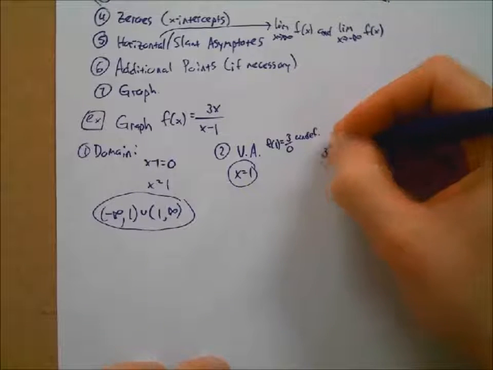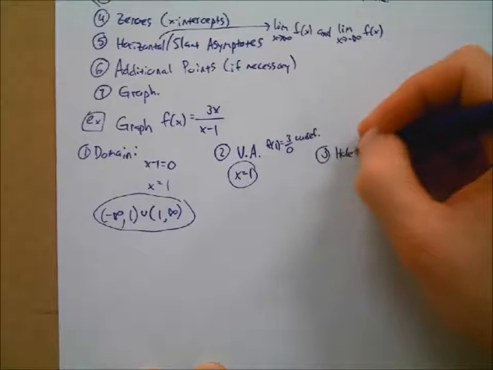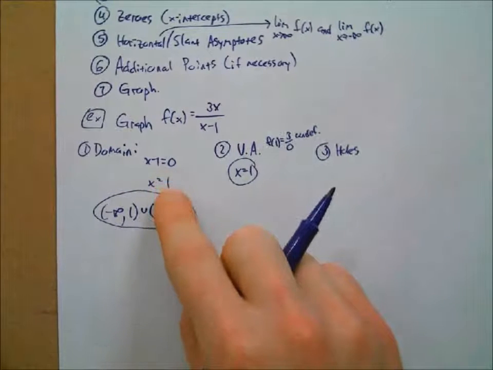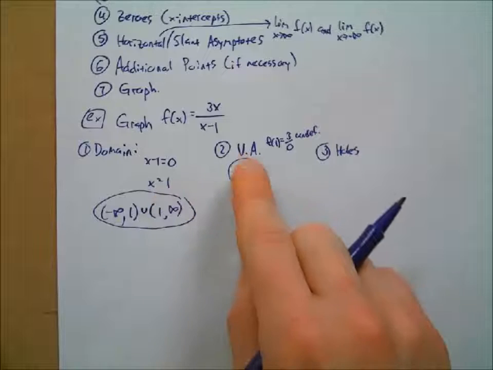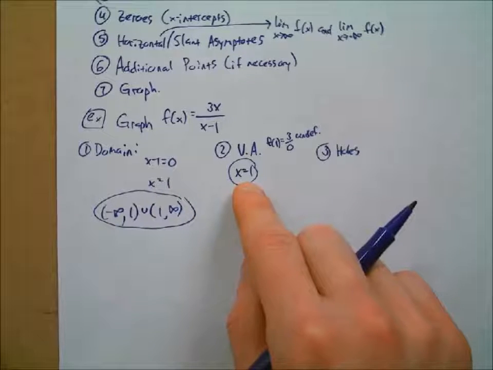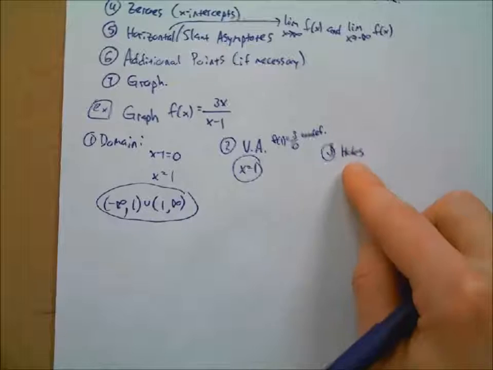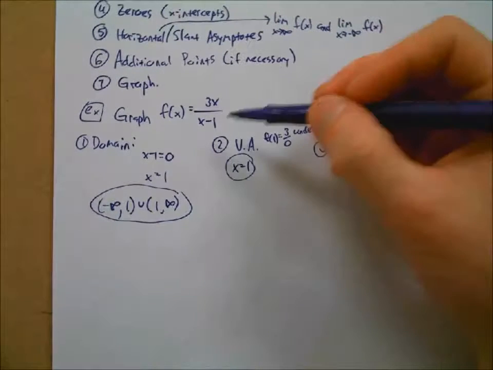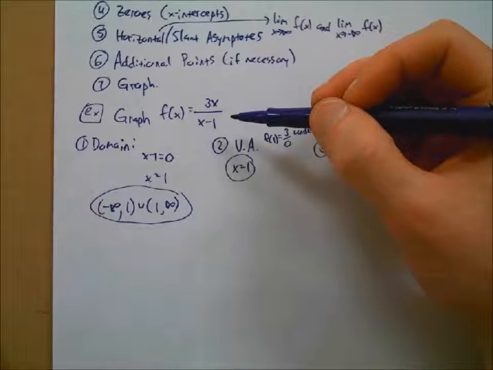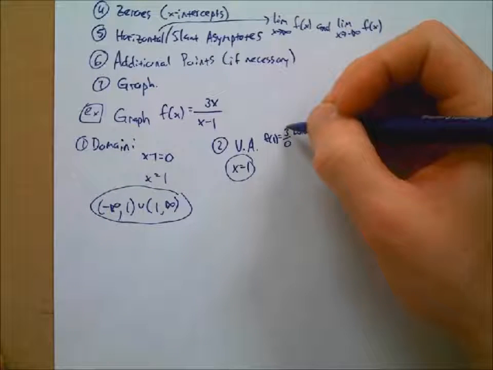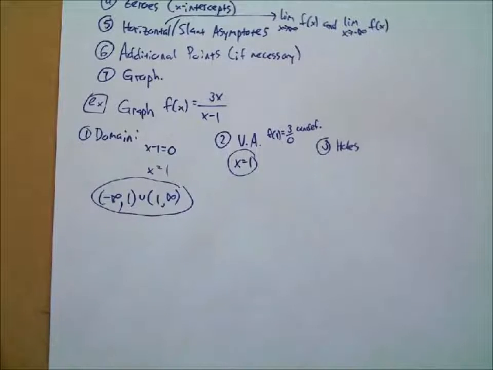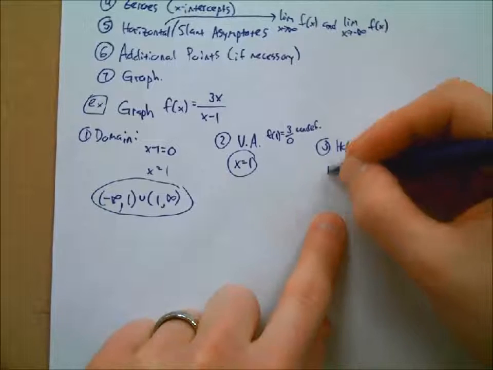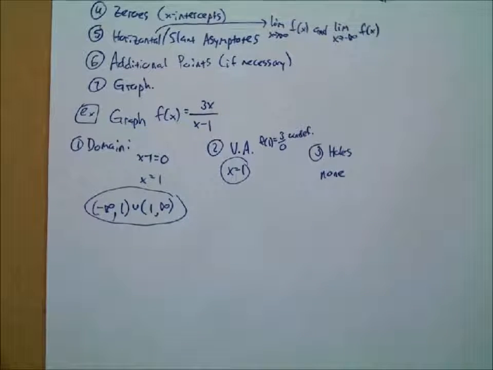Number 3, are we going to have any holes? No, right? I mean, we only had one domain restriction, and it was at 1. And we already classified that as being a vertical asymptote. Can something have both a vertical asymptote and a hole in the same x location? No, it wouldn't make any sense, because you can't be both indeterminate, 0 over 0, and undefined, a number over 0, right? So it's going to be one or the other. It can't be both. Since we already classified our one domain restriction as a vertical asymptote, there will be no holes. Okay, none.